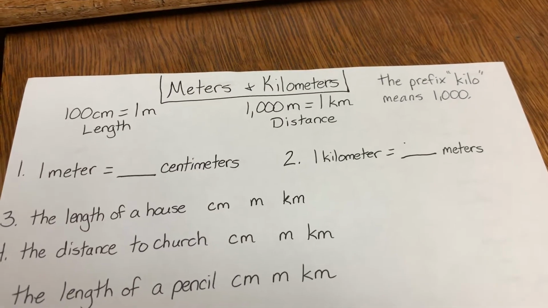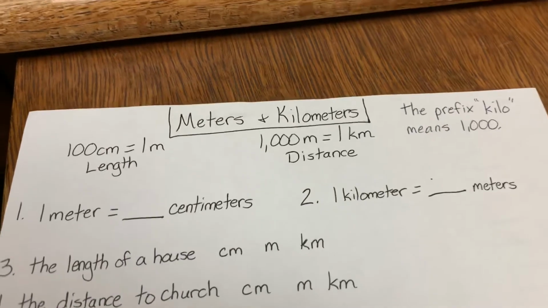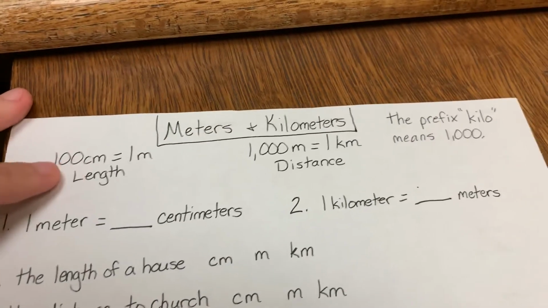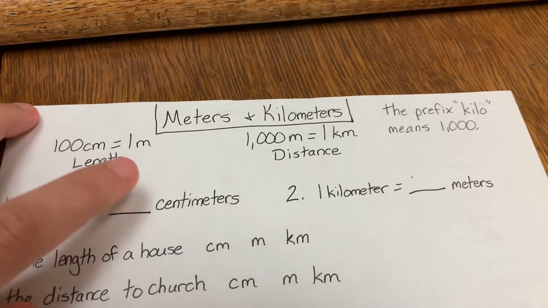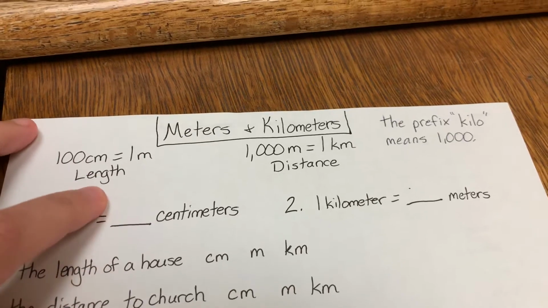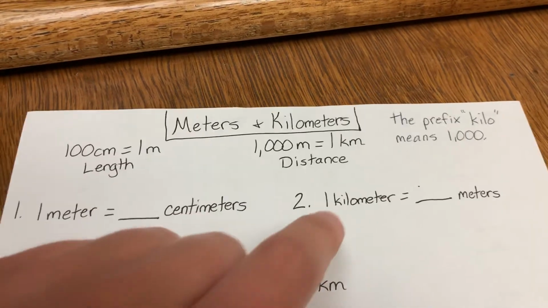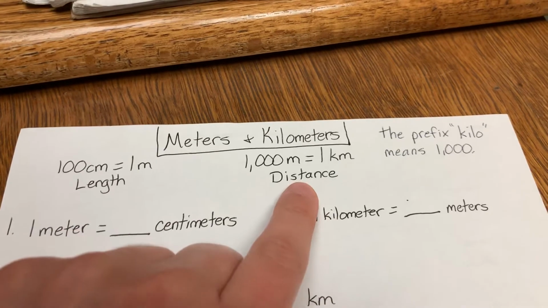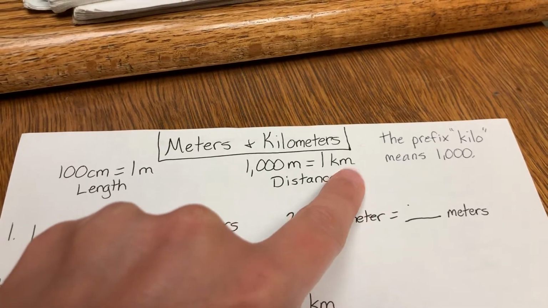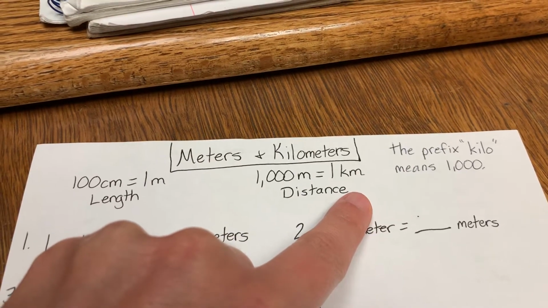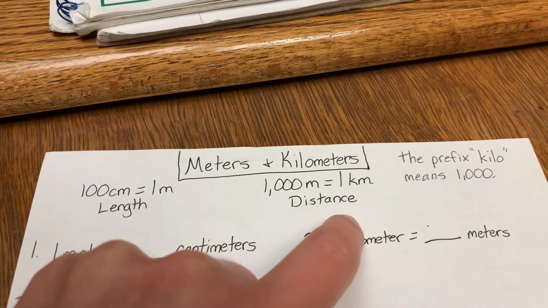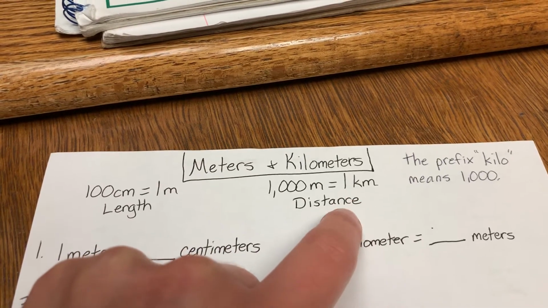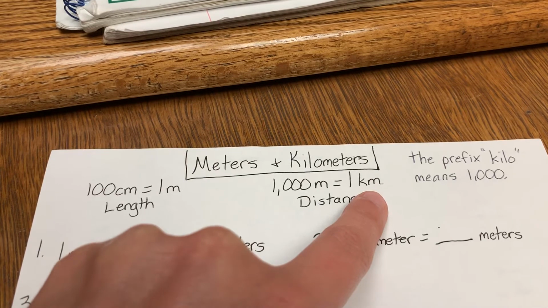Today we're going to learn about meters and kilometers. So to review yesterday, we talked about 100 centimeters is equal to 1 meter, and that's measuring length. Today we're looking at distance because you use kilometers for distance. For example, we usually talk about distance in miles, but in the metric system, you use kilometers.